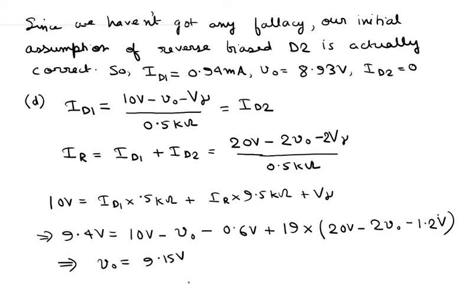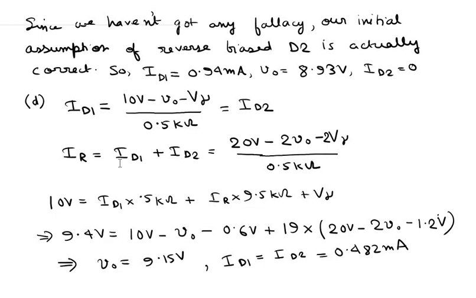9.15 volts over here, and if we get V0, we would readily get ID1 from this equation and IR from this equation. Putting this value of V0 in this equation, we get ID1 equals ID2 equals 0.482 milliamps. Okay, so these are the solutions of the parts, I have done 3 parts over here. Part B, you do it yourself. This is the same as part A basically.